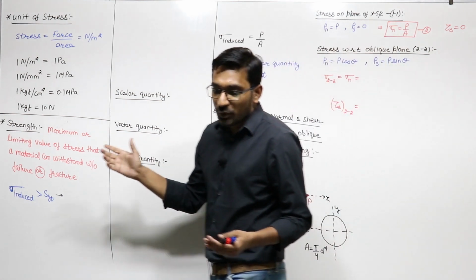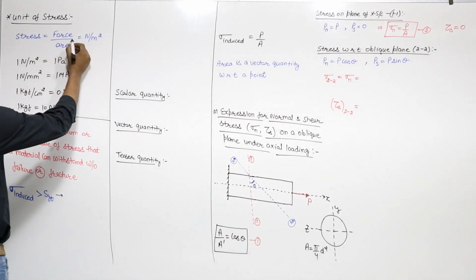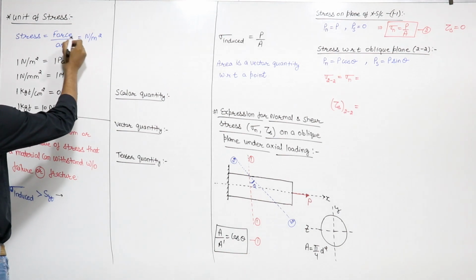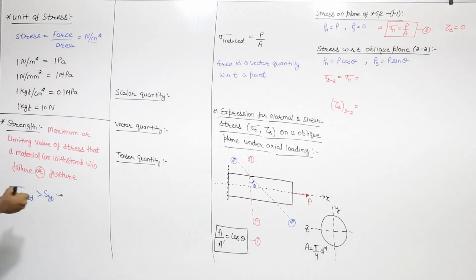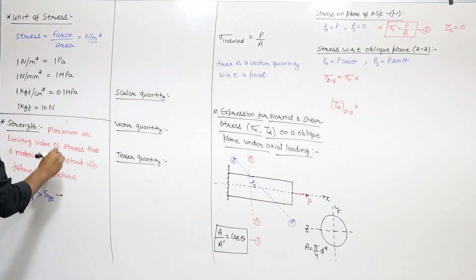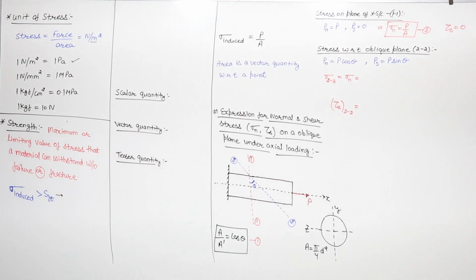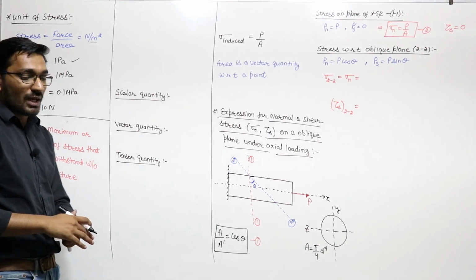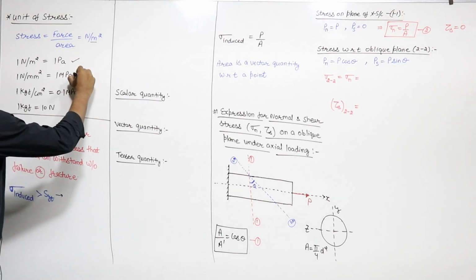Let us see what is the unit of stress. Stress is your force per unit area. So the SI unit of force is Newton, and the SI unit of area is meter square. So the SI unit of stress is Newton per meter square, and we know that 1 Newton per meter square is 1 pascal, and I already told you that 1 Newton per mm square is 1 megapascal.